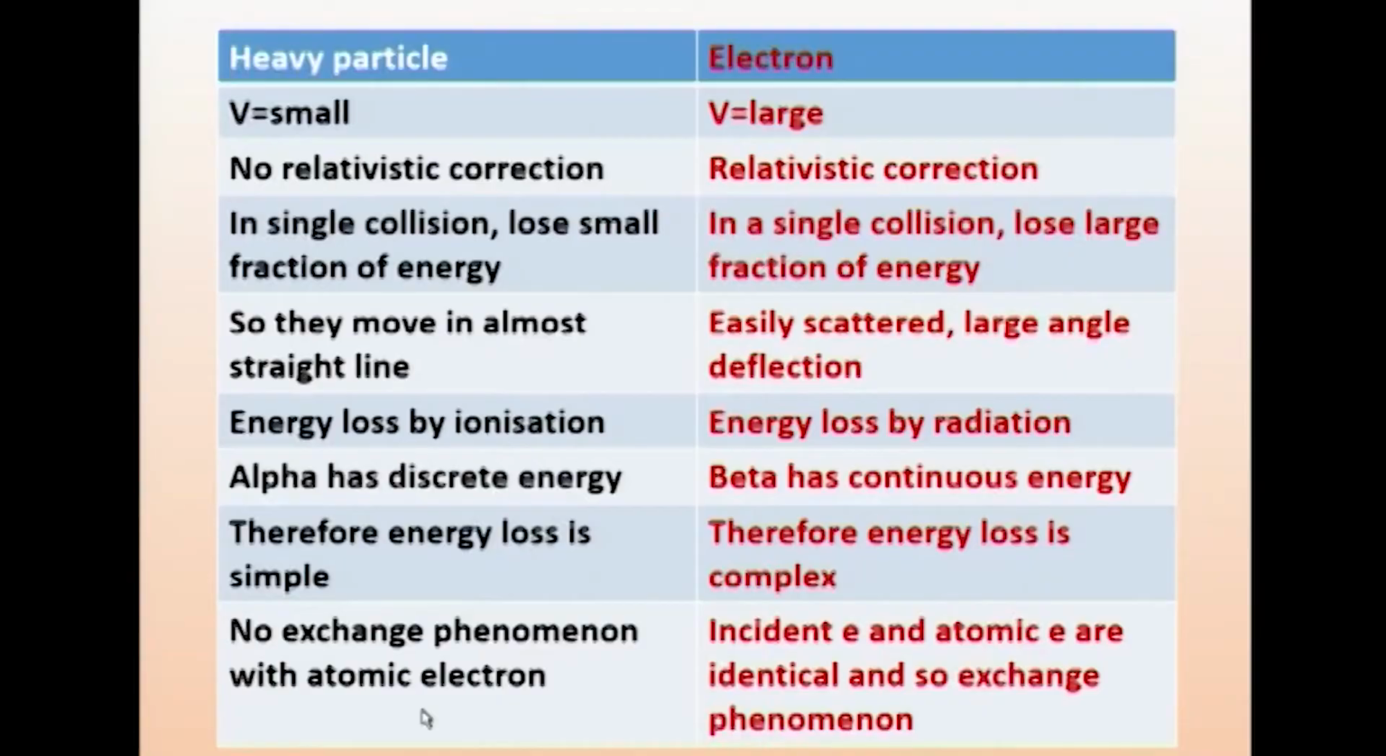So, maybe your black coin is hitting a white coin, the black coin will stop and the white coin will go. Whereas, with a striker, such a phenomenon will not occur. That is why we call it no exchange phenomenon with an atomic electron. Here the incident electron and the atomic electron are identical, like the two coins of a carom board, and so exchange phenomenon will take place. So, when you are designing a detector, we need to think about all this.